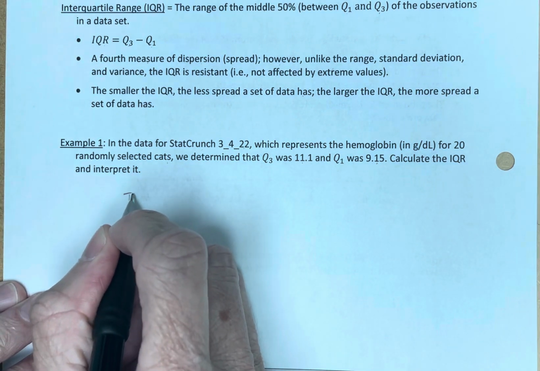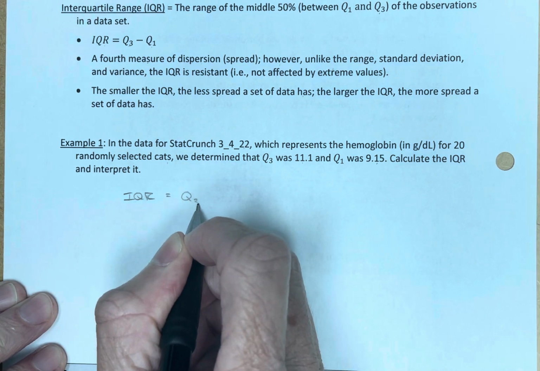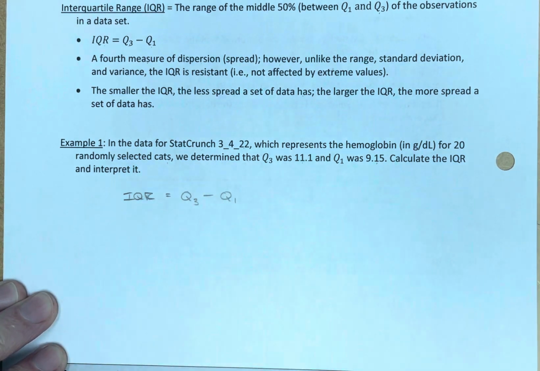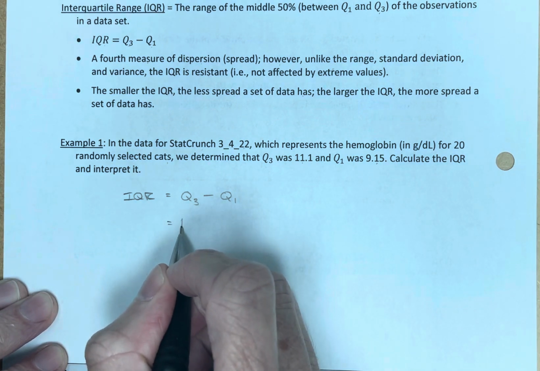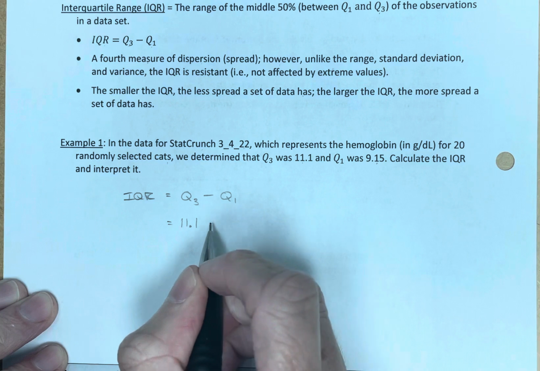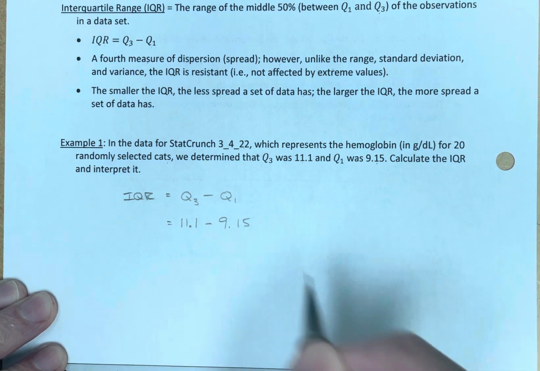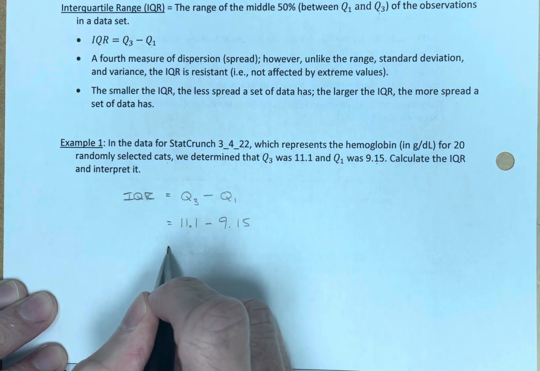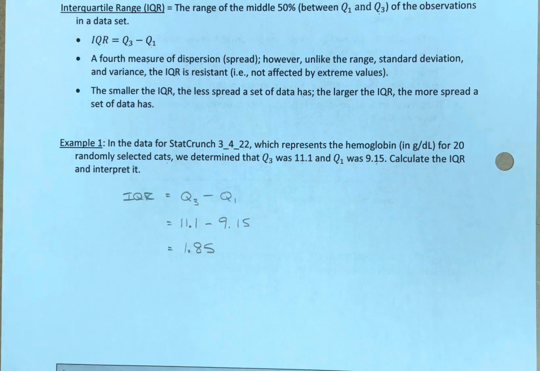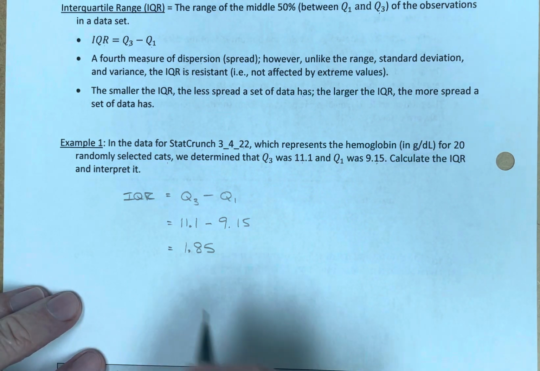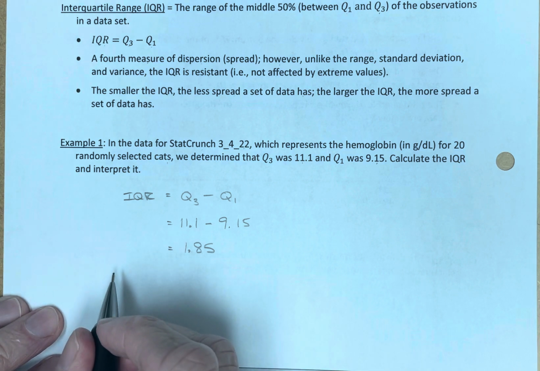Okay. The IQR is quartile 3 minus quartile 1. That's not overly complicated. Quartile 3 in our data set is 11.1. Quartile 1 in our data set was 9.15. We'll subtract those 2 things and we'll get 1.85. Okay, so let's interpret this.